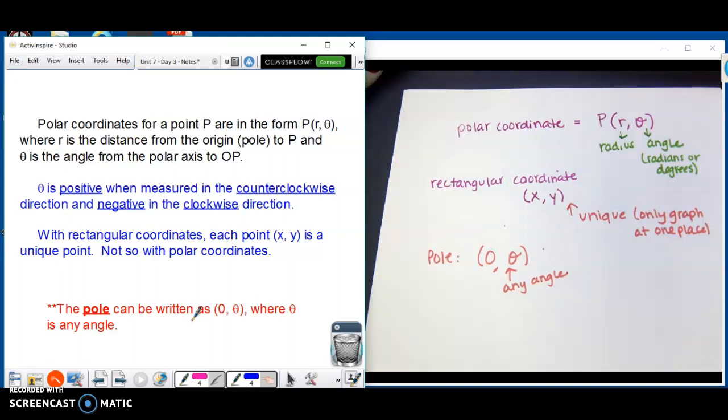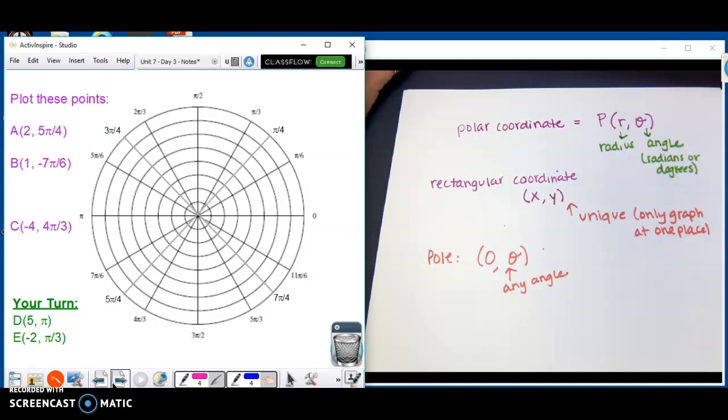I just want to go back and reiterate, because I think I said something a little bit incorrectly. For your rectangular coordinate, when you graph (x, y), this is the only way you can write the point, and it will get you to one unique location. When you have polar coordinates, it may be at one place on that graph, but you can write it in different ways. It will not be a unique ordered pair that you can only use once. So we'll see that.